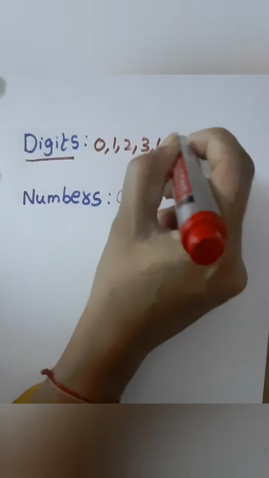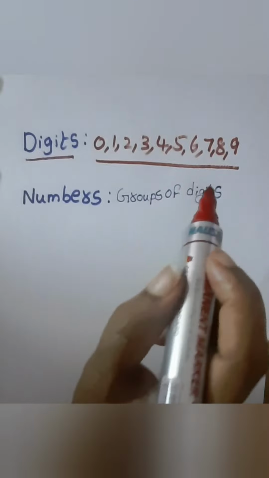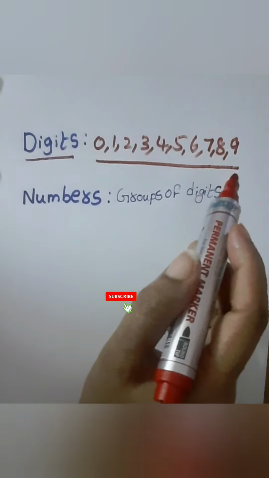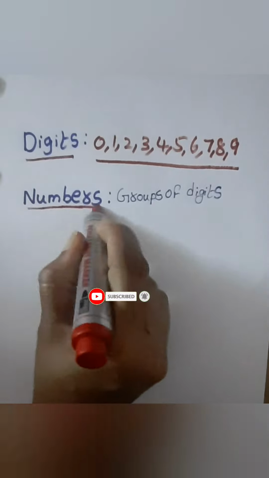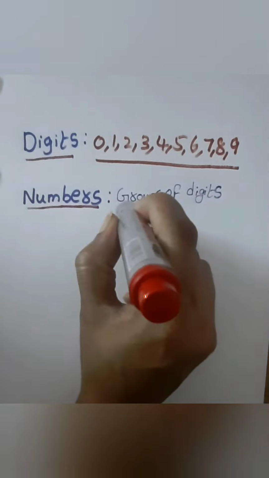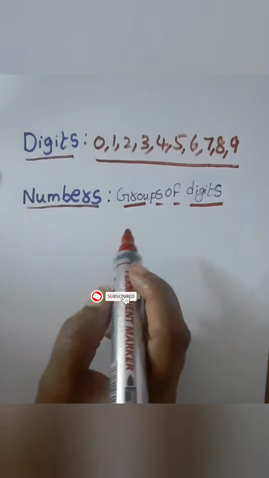0, 1, 2, 3, 4, 5, 6, 7, 8, 9. These are called digits, and 0 to 9 are also called one-digit numbers. And then we will go to numbers. What are numbers? Groups of digits are called numbers.